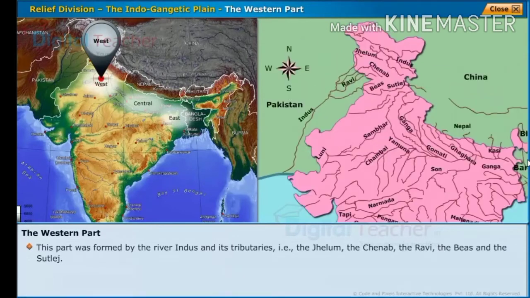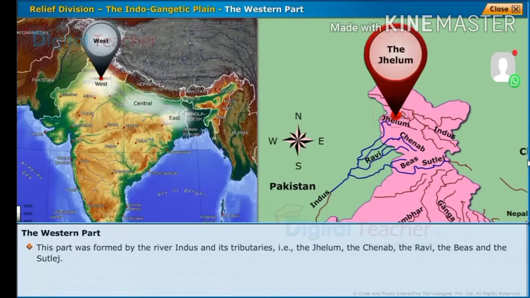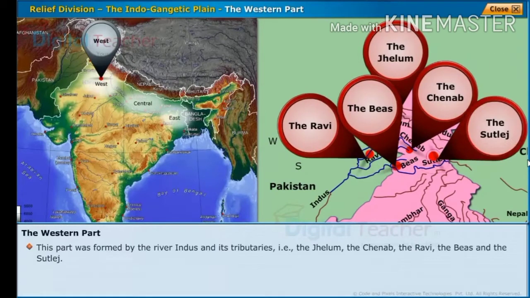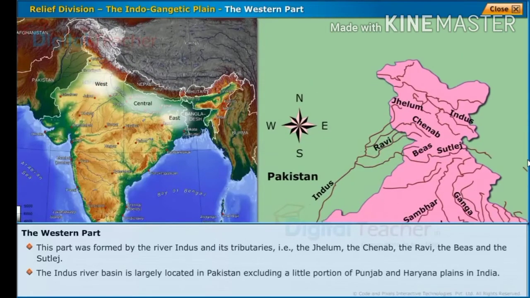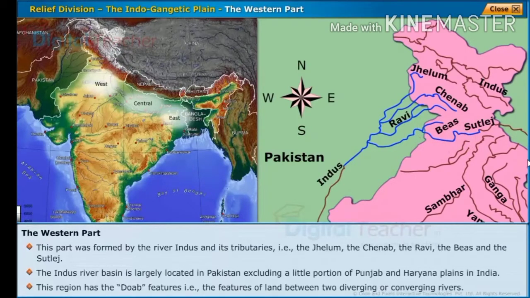This part was formed by the river Indus and its tributaries, that is, the Jhelum, the Chenab, the Ravi, the Beas, and the Satluj. The Indus River basin is largely located in Pakistan, excluding a little portion of the Punjab and Haryana plains in India. This region has the doab features, that is, the features of land between two diverging or converging rivers.